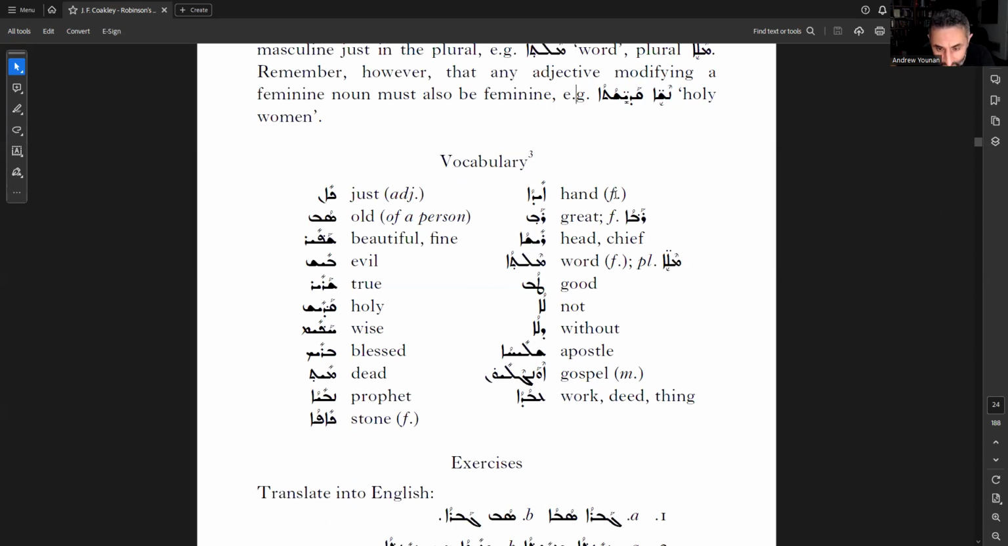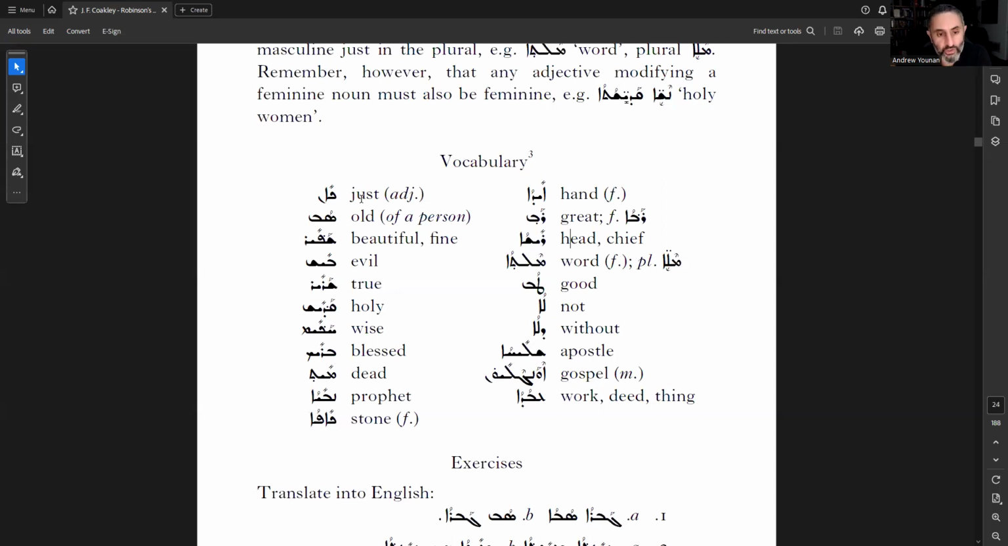Hand is either. It's a feminine noun, it's telling you. Rab is great. So he's giving you the absolute state of great. The emphatic state is Rabba, great or big. Resha is a head or a chief. It could be also the head of the body. Miltha is word. The plural is mille. Tau is good, or tawa in the emphatic state. La means not, dla means without. Shliha is apostle. Evangelion is the gospel. Oada is a work or a deed, or could just mean a thing.